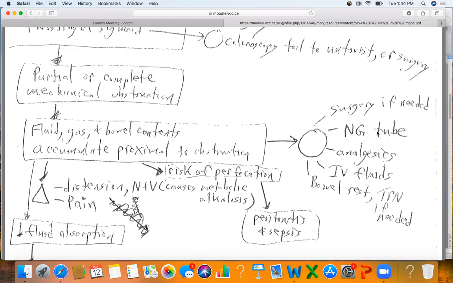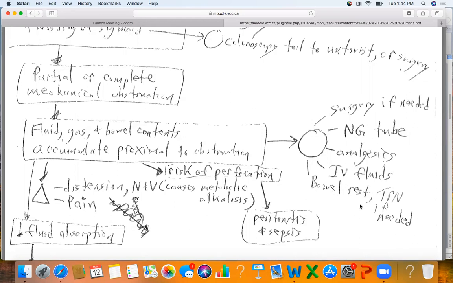An NG tube will cover an INP4, but it's a tube that goes down the nose into the stomach. Suction is applied, and air and gastric contents are removed. It will make a huge difference in terms of the comfort level of the patient. The rest of this stuff should be pretty self-explanatory.